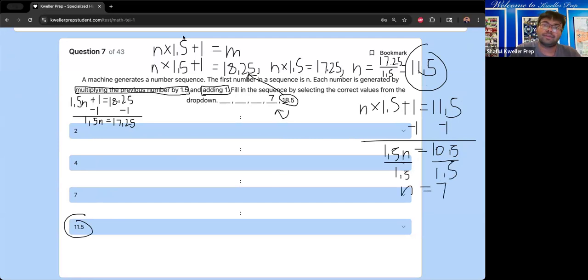And then you get n is equal to 7 if you do the math. Does that make sense? And then you just have to repeat this process over and over again. Okay, I'll leave this up for a few seconds before we move on, but this is just the idea. And then if you keep going backwards, you'll get 4, and then you'll get 2.